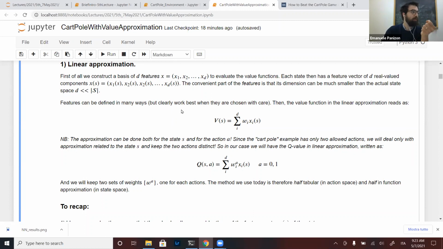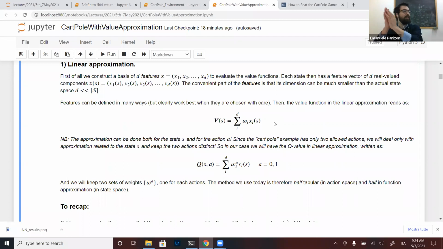So if you choose the features very well, then everything is simple. If you choose the features very poorly, then everything is almost impossible. But once you have the features, which is an extremely important part of machine learning and reinforcement learning, linear approximation says that the value can be approximated by just a sum of some weights multiplied by the features. So it's a linear combination, a linear function of these features. Okay, so this is linear approximation.